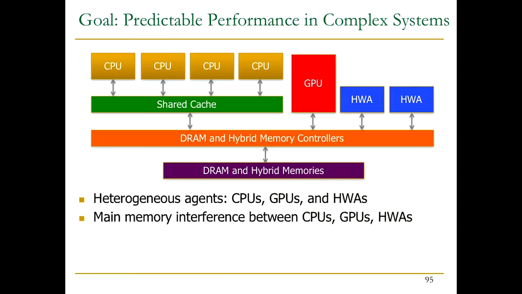If you actually have a bunch of agents that look like this, they may be sharing some caches. Actually, in some systems, GPUs and CPUs are sharing caches, and they may be sharing caches at other levels also. And there are multiple threads over here that are sharing the L1 cache as well. And they may be sharing the memory controllers, and the memory itself is heterogeneous also. So how do you make sense out of the system?